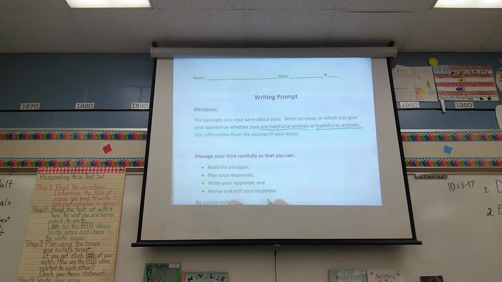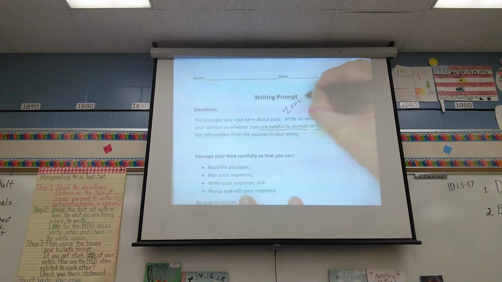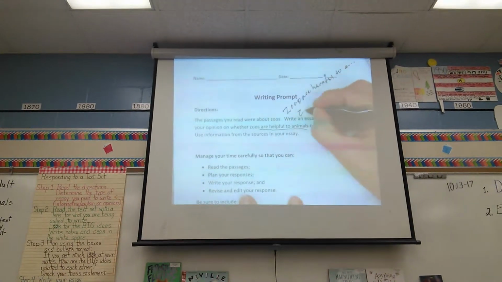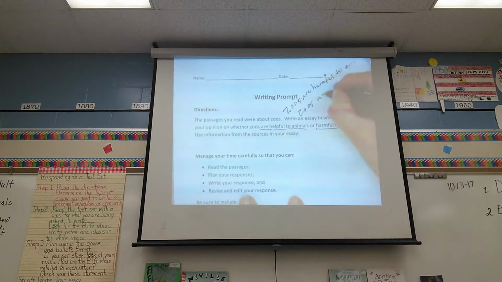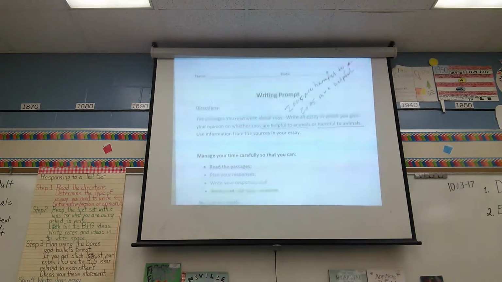What would be one of my possible thesis statements that I could have? Jalen? You could say, with the wolves. We practiced with the wolves. Tell me what I could do with the zoos. So either the zoos are harmful to animals or the zoos are helpful. Okay, so I have two different thesis statements that I could use. Zoos are harmful to animals, or zoos are helpful. And I think for today's reading, I'm going to go ahead and say zoos are harmful.